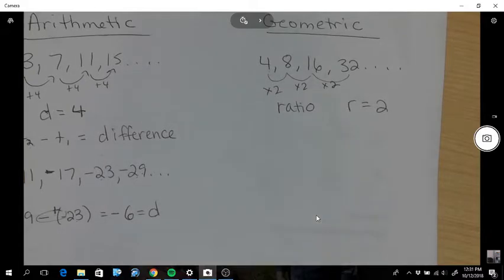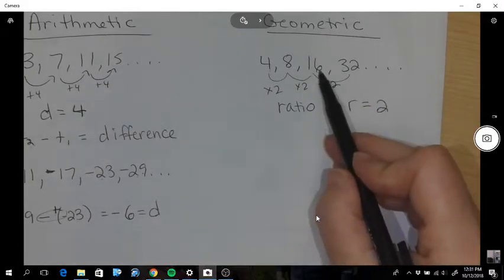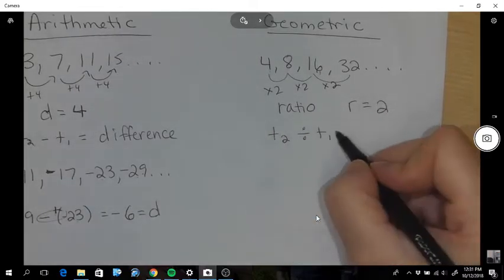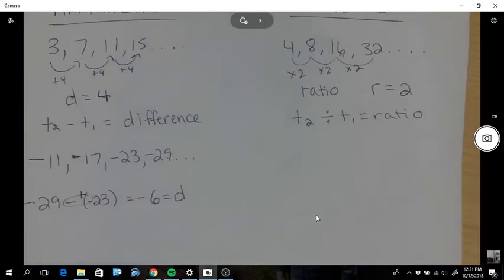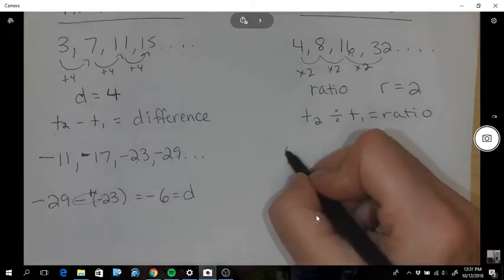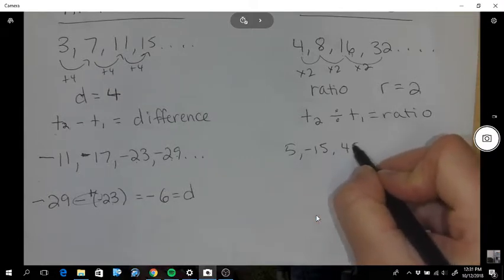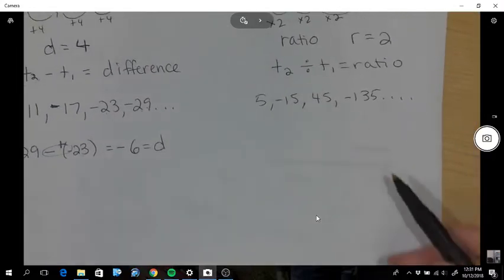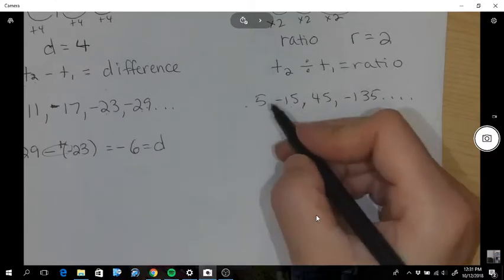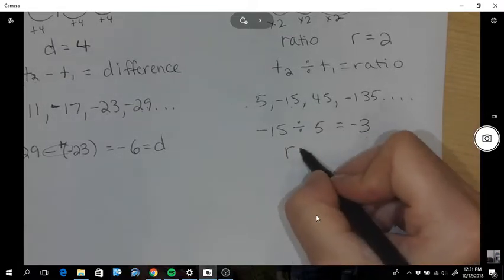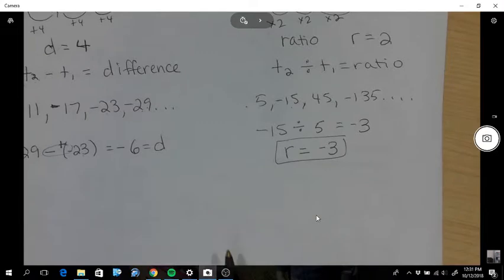So how do you figure this one out? You take a term and divide it by its previous term. So you can see that with the difference I subtract a previous, here I divide a previous. Let's look at another one. 5, negative 15, 45, negative 135. What's going on? I'm going to take a term and divide it by its previous. Negative 15 divided by 5 equals negative 3. So my R is negative 3, every time I'm timesing the term by negative 3.